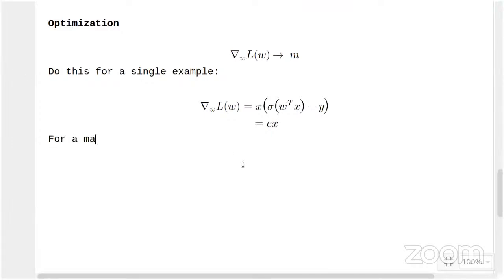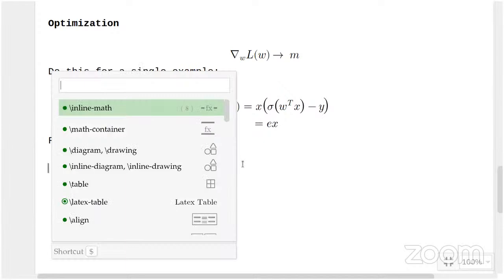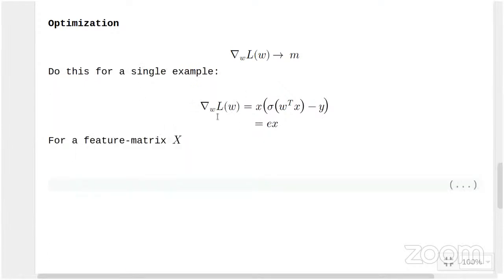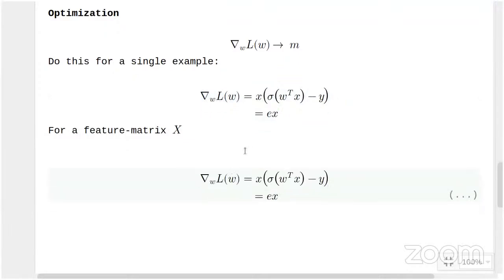For a feature matrix or data matrix X, what will happen? Let's write that down. Again, it's very similar.